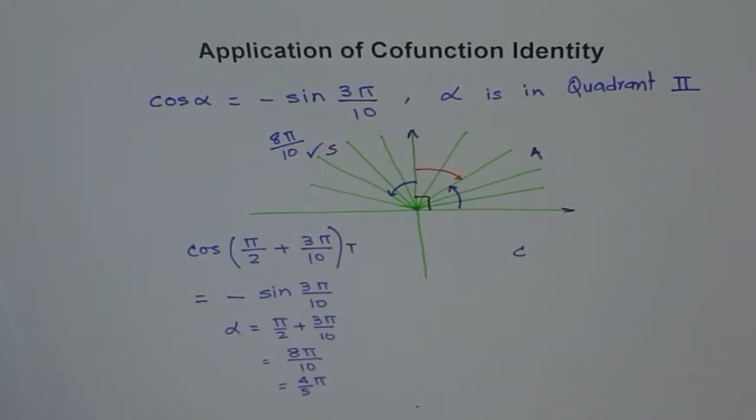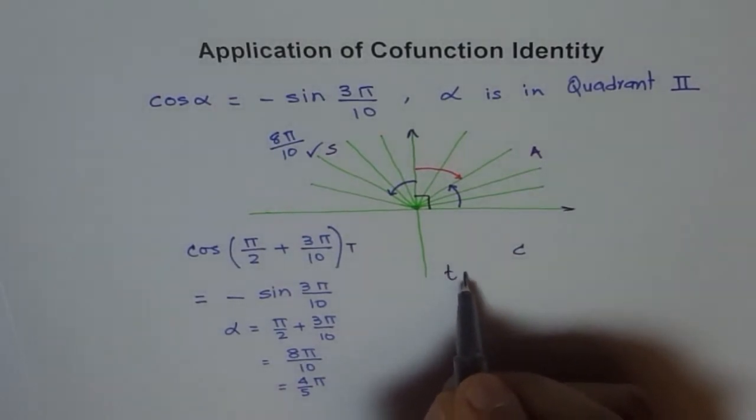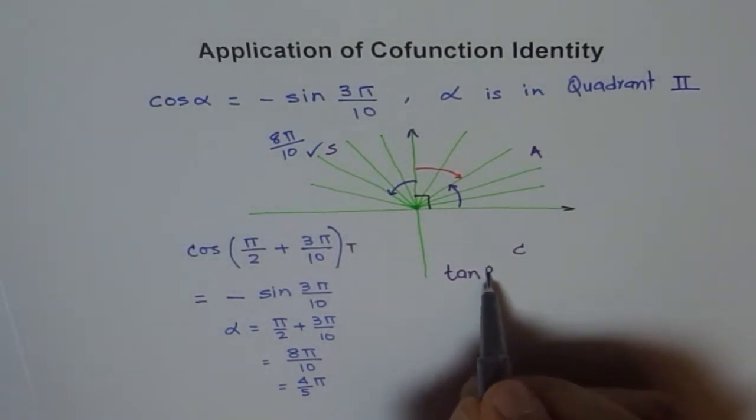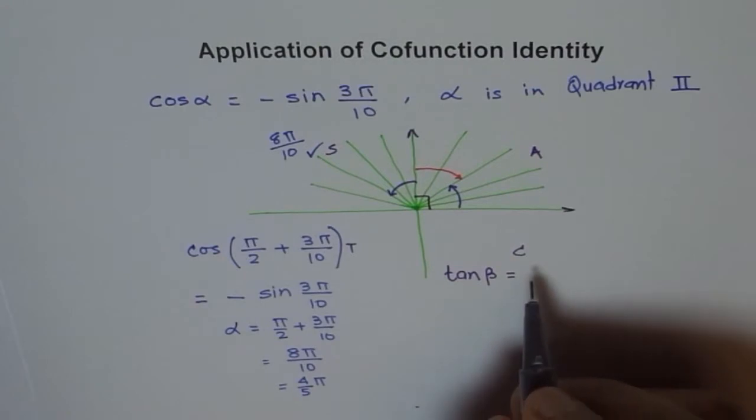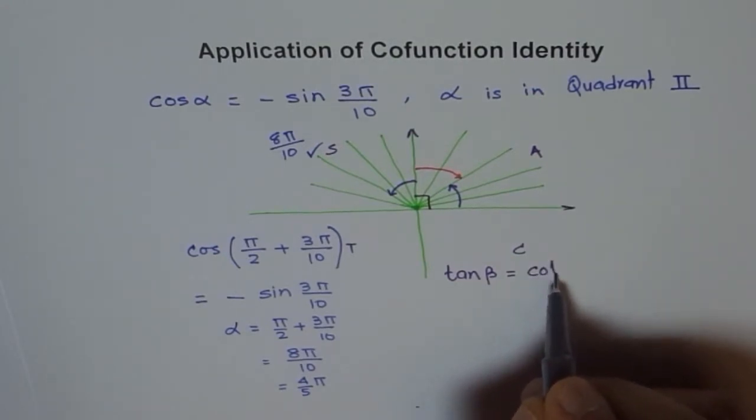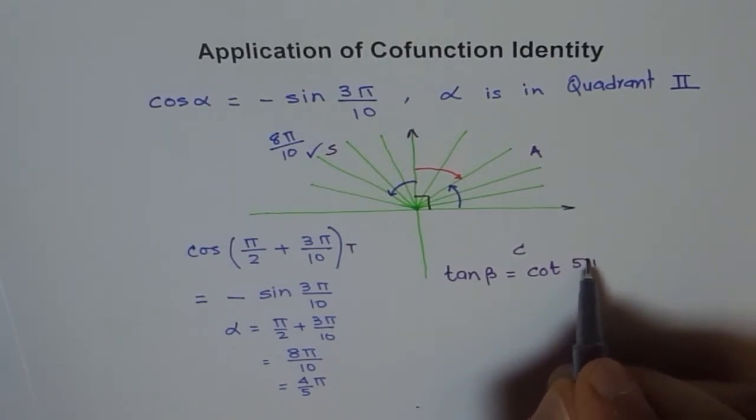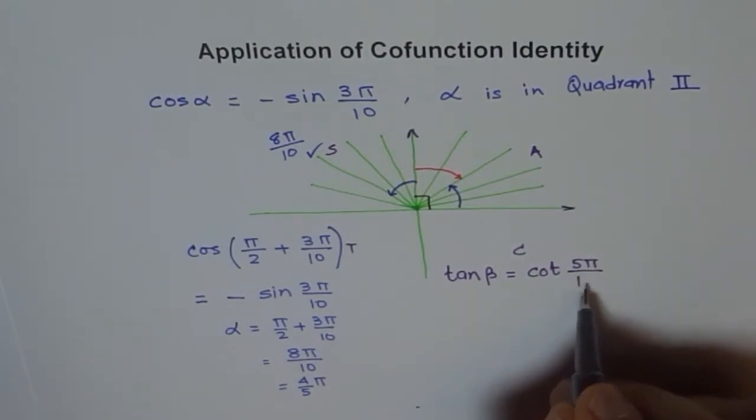Do you understand? Let's do one more question, okay? Go through it again if you don't, right? Let's say we have a question saying that let tan, so I'm doing tan this time, and what is the cofunction of tan? Is cotangent, right? So let's say tan of beta, let me say different value, is equal to cotangent of, let's say 5 pi by 12.